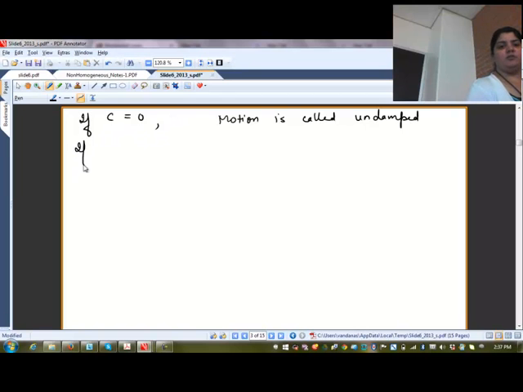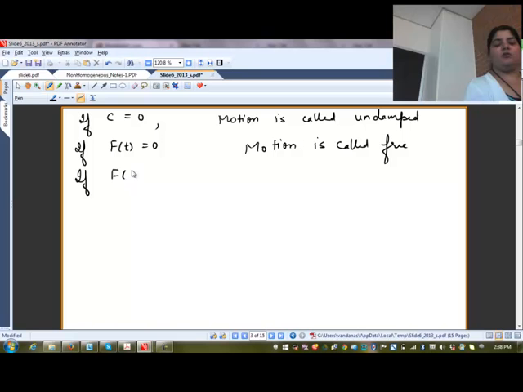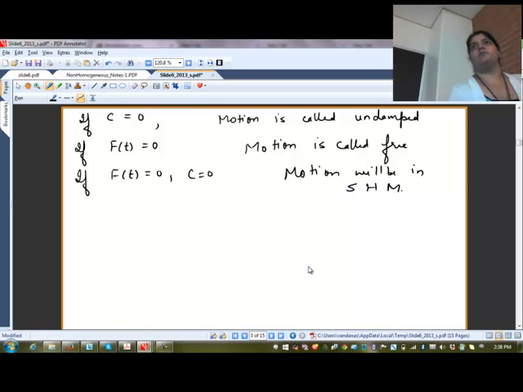If Ft is 0, and Ft was my external force, I named it F4 earlier, but F4 and Ft are the same. If there is no external force, the motion is called free motion. If Ft is 0 and C is 0, both of them are 0, then basically this motion will be in SHM. It will be simple harmonic motion. Okay, so these are the cases. Now let's start solving them.